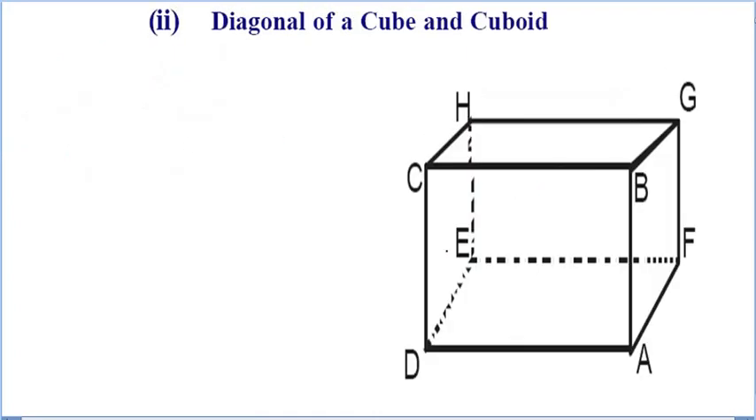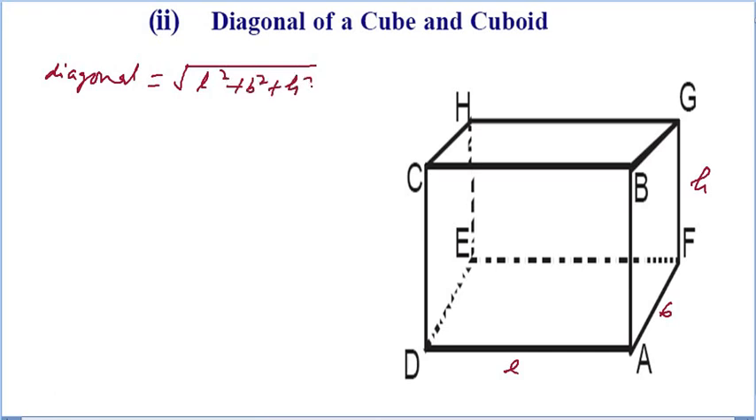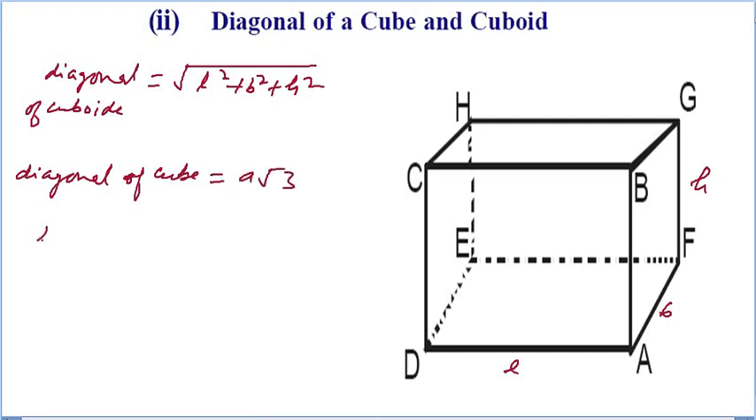So now come to the diagonal of the cube and cuboid. So length, breadth and height of this cuboid. So diagonal, you can write diagonal. The formula is under root of L square plus B square plus H square. Diagonal of cuboid. Now diagonal of cube, it is A under root 3, because our length, breadth and height all are equal and that is 3. So you have to write like this.